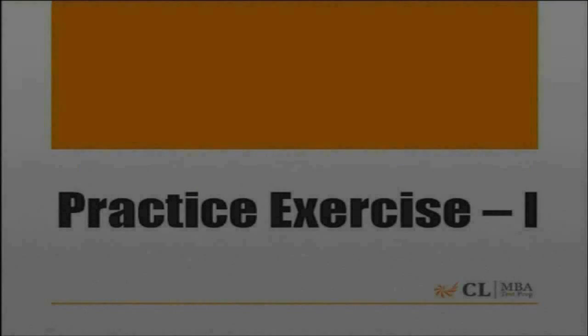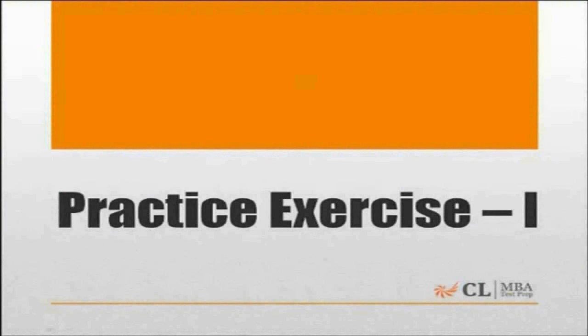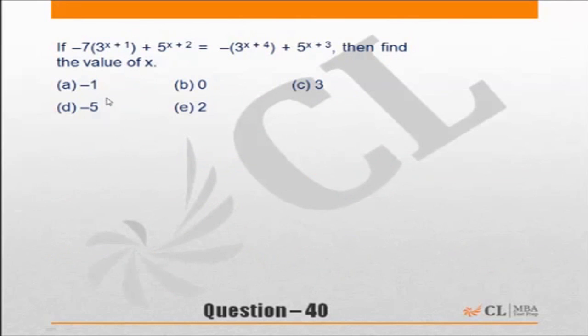Let's move to the first exercise. Question 40. Minus 7 into 3 to the power x plus 1 plus 5 to the power x plus 2 equal to minus 3x plus 3 to the power x plus 4 plus 5 to the power x plus 3. Find the value of x.